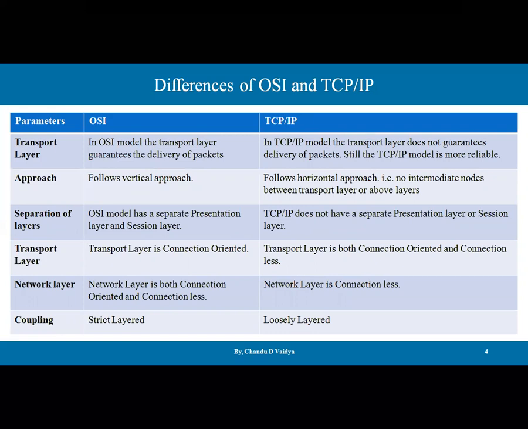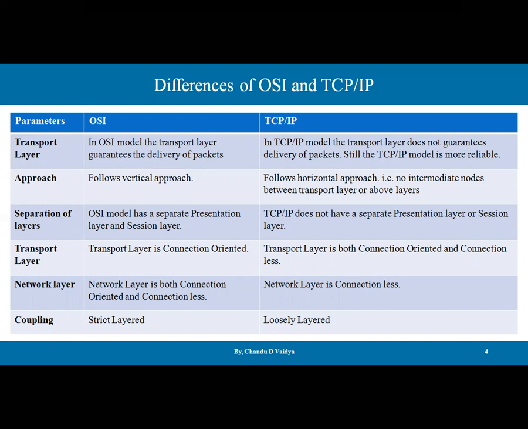As we know that the UDP protocol is there, and the UDP protocol is unreliable but very fast. That is a connectionless one. Approaches: the OSI model follows the vertical approach, whereas the TCP model follows the horizontal approach, where horizontal approach means there is no intermediate node between the transport layer or above layers.